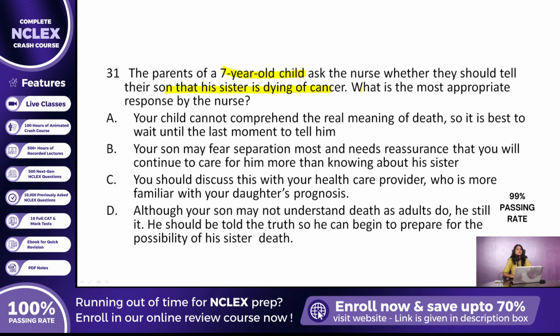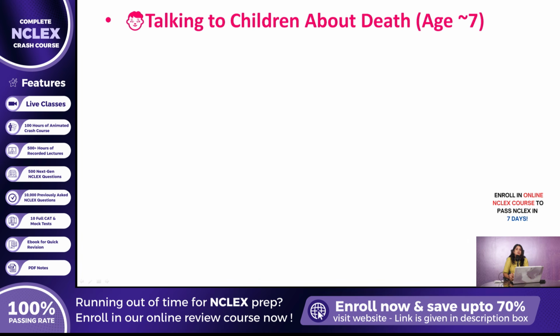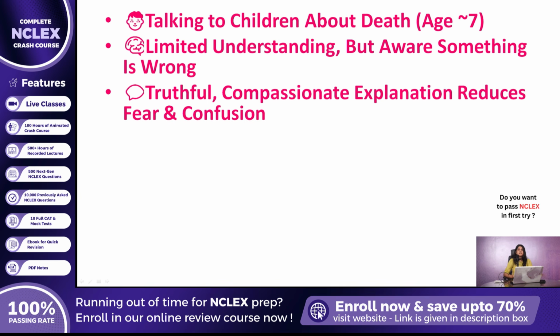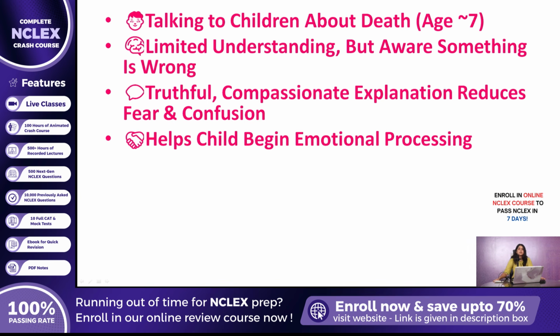Among the options provided, the most appropriate response by the nurse is option D. Although your son may not understand death as adults do, he still fears it. He should be told the truth so he can begin to prepare for the possibility of his sister's death. Children around the age of 7 are in the early school-age developmental stage, where they may not fully understand the finality of death, but they are aware that something serious is happening and can experience significant anxiety, sadness, and confusion. Telling the truth in an age-appropriate and compassionate manner allows the child to begin emotionally processing what is happening and to feel supported and included.